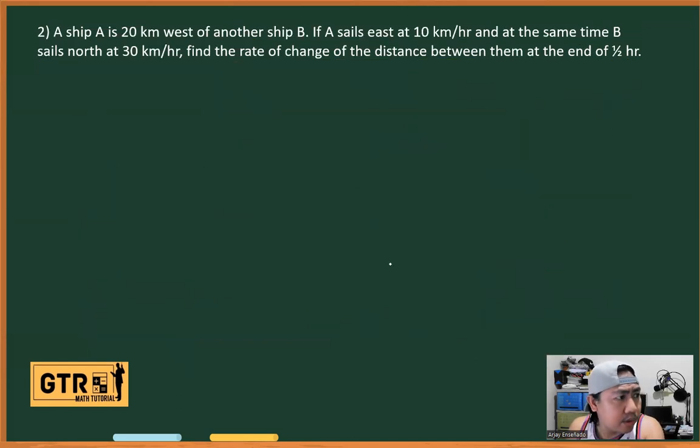Okay, so next, number 2. A ship A is, let's change the color first.